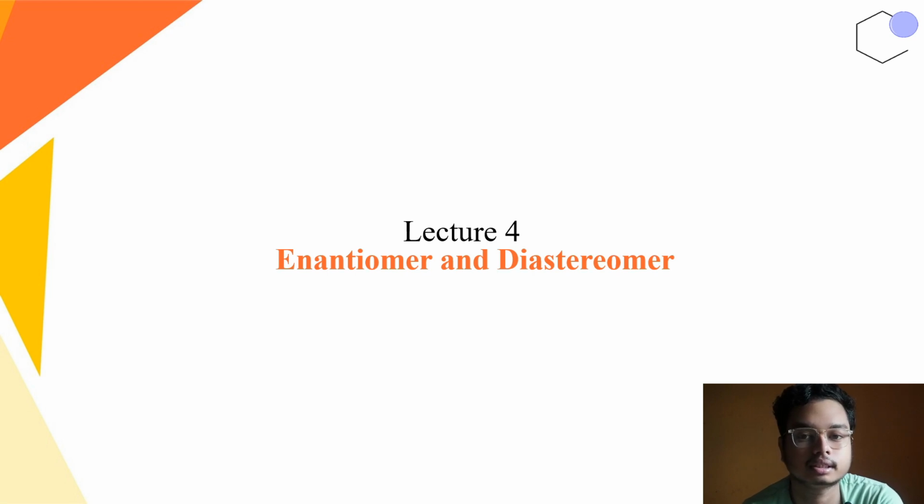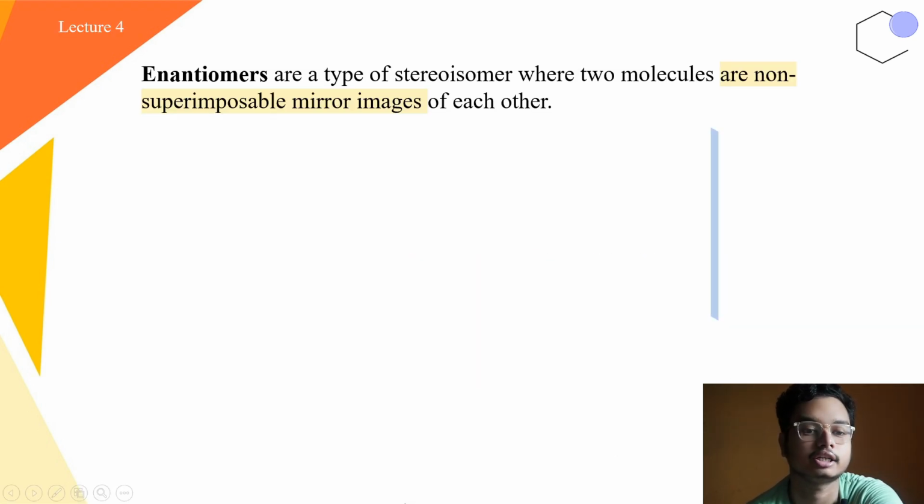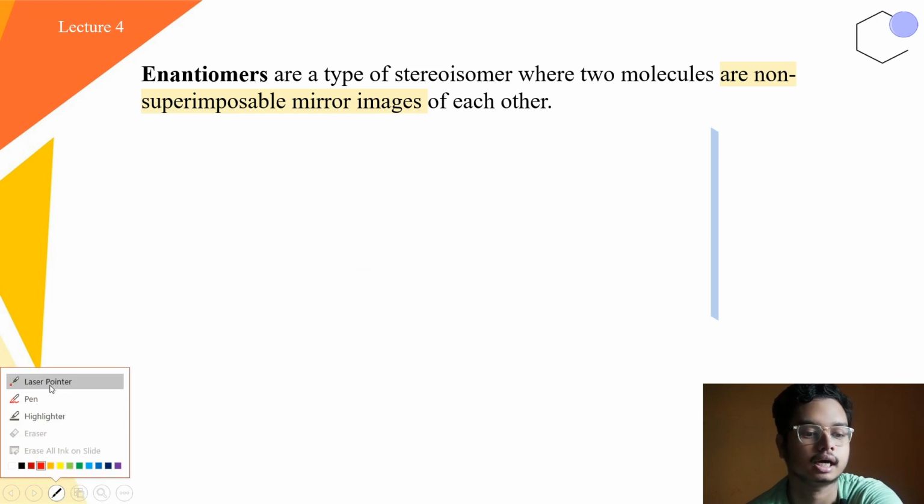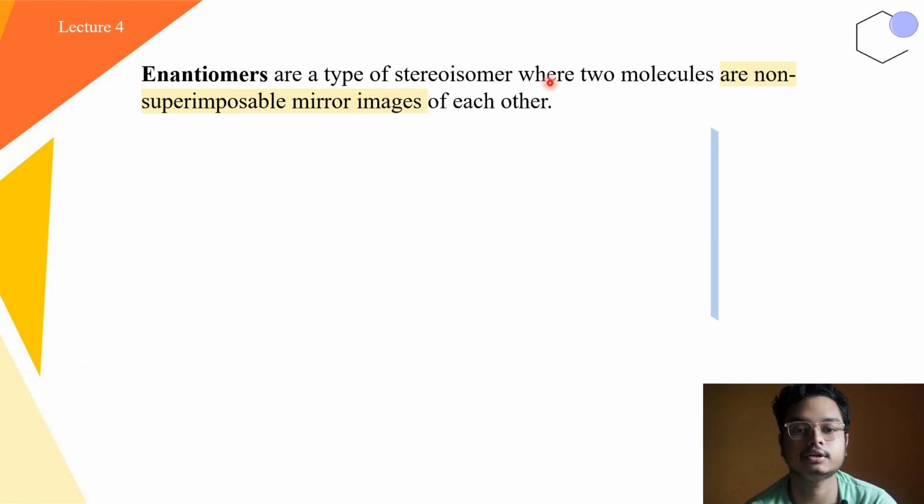In this particular lecture we are talking about enantiomers and diastereomers. Remember, in our first lecture we talked about how stereochemistry has a further classification into enantiomers and diastereomers. So today we will discuss that. First, let's talk about the enantiomers. Enantiomers are a type of stereoisomer where the two molecules are non-superimposable mirror images of each other.